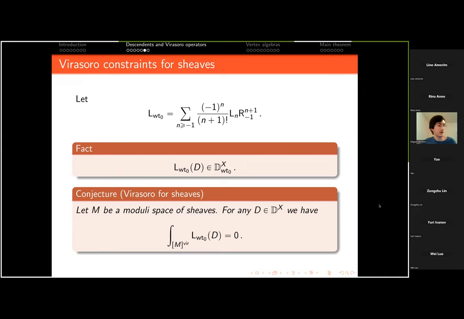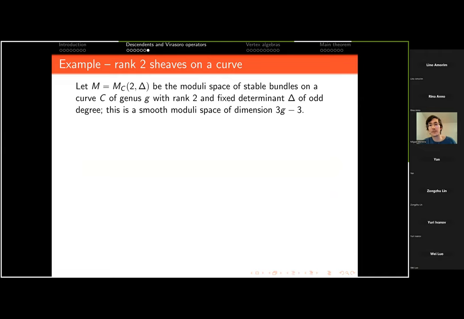So I reckon this is a slightly abstract way to formulate it. So let me give you a very concrete example of how those constraints actually look on a very concrete moduli space. So let's take the moduli space of stable bundles on a curve C of genus g, and let's take rank 2, and let's take fixed determinant. So this is a very simple moduli space. It's smooth, projective, of dimension 3g minus 3. And basically everything that you want about this moduli space is known.